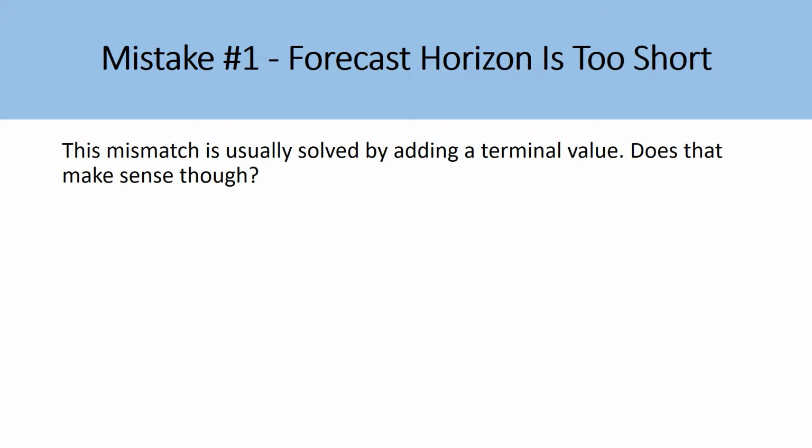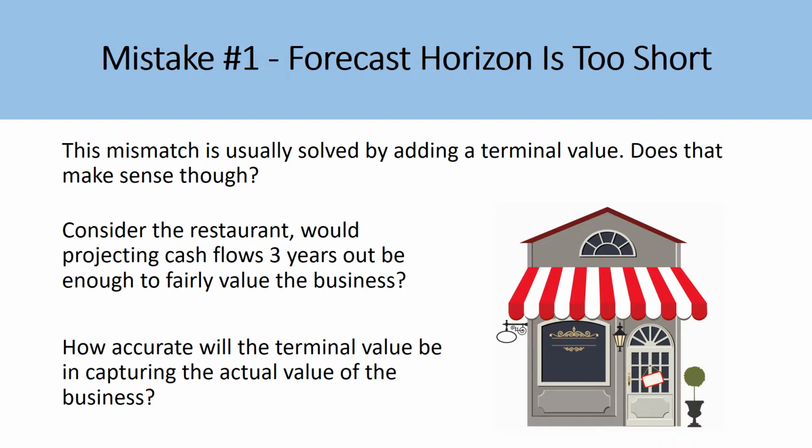Now, does that make sense though? Well, consider the restaurant. Would projecting three years of cash flows out be enough to fairly value the business? How accurate will the terminal value be in capturing the actual value of the business? So if we're going back to that restaurant, if we just project out on a year-by-year basis for the next 3 years, the business will generate X, Y, and Z, and then just throw in a random last 12-month multiple and multiply it by the EBITDA of the last period, it just doesn't make sense. At the end of the day, we're looking at the pure cash that is generated, not a multiples projection, not a terminal value projection, right?